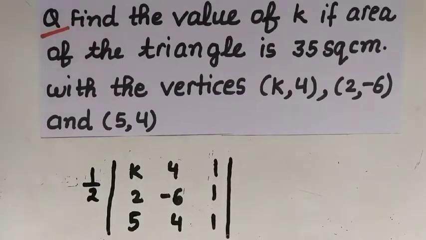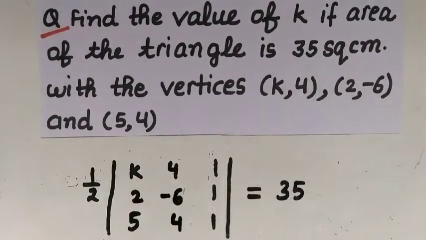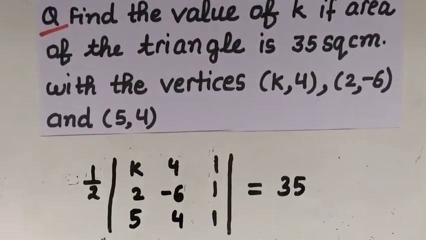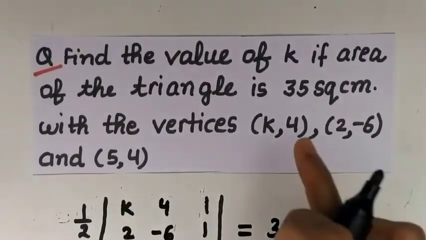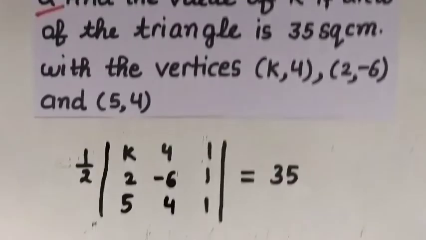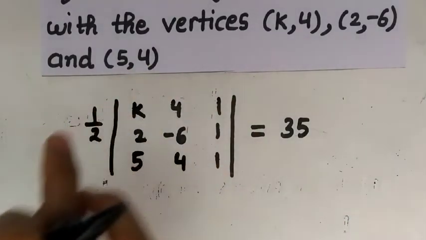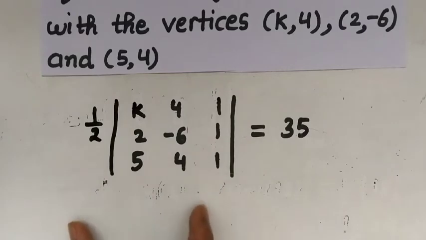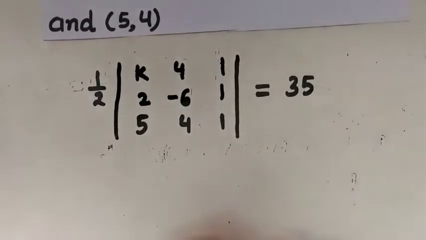okay? And now according to the question it is given area of triangle is 35 square centimeters. So from the beginning I am equating area of triangle to 35 square centimeter because it is given. And students, in this question we have to find the value of unknown k. So it's very simple. We will simplify the whole expression which I have written on the left hand side, and I will equate it to 35, and after solving we will get the value of unknown k. So let us solve it.